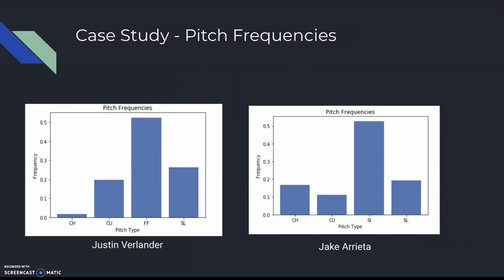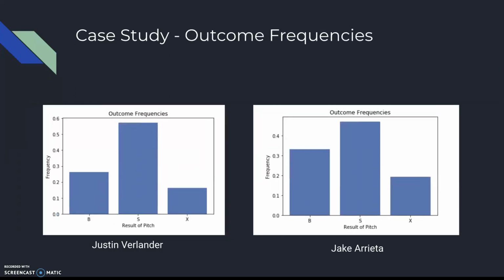So looking at the first result, the pitch frequencies, in this situation, with the bases loaded, the results are very interesting. We see that Justin Verlander throws mostly 4-seam fastballs, while Jake Arrieta throws split-finger fastballs. Justin Verlander also throws very few changeups. This can tell us a lot about what kind of pitches these pitchers are most comfortable with, as those are the ones they're most likely to throw in high-pressure situations.